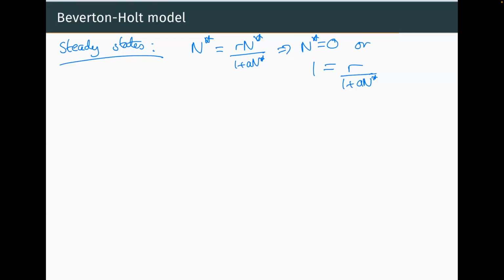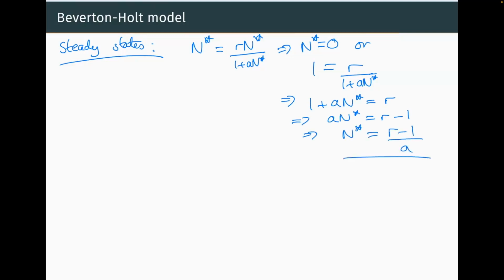So now I can rearrange. If I multiply both sides by 1 plus a N star, that's going to equal r. I can then subtract 1 from both sides. a N star is equal to r minus 1. And then divide by a, because a is non-zero. So N star is equal to (r minus 1) over a. So this tells me I've got two steady states. I'm not quite finished yet, though.